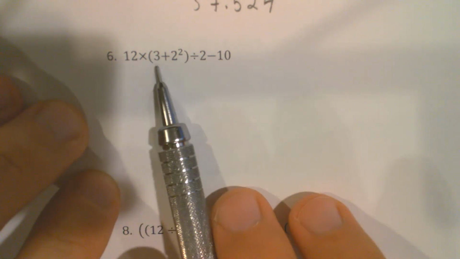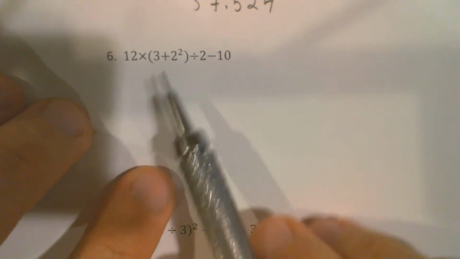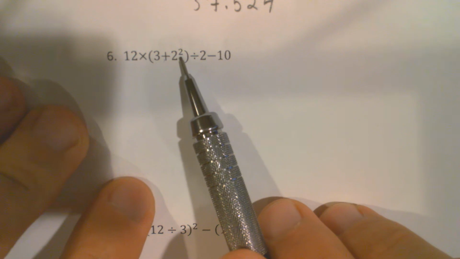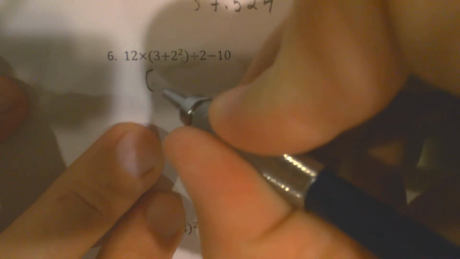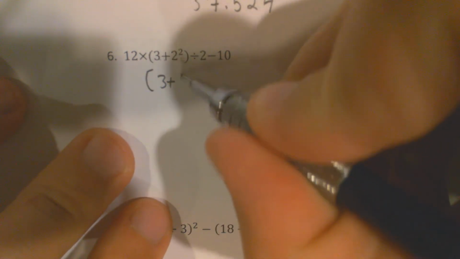Alright, looking at this, we're going to start with the parentheses. Inside the parentheses, we have an exponent, so we do that before adding. So 2 squared is 4. Carry everything down.